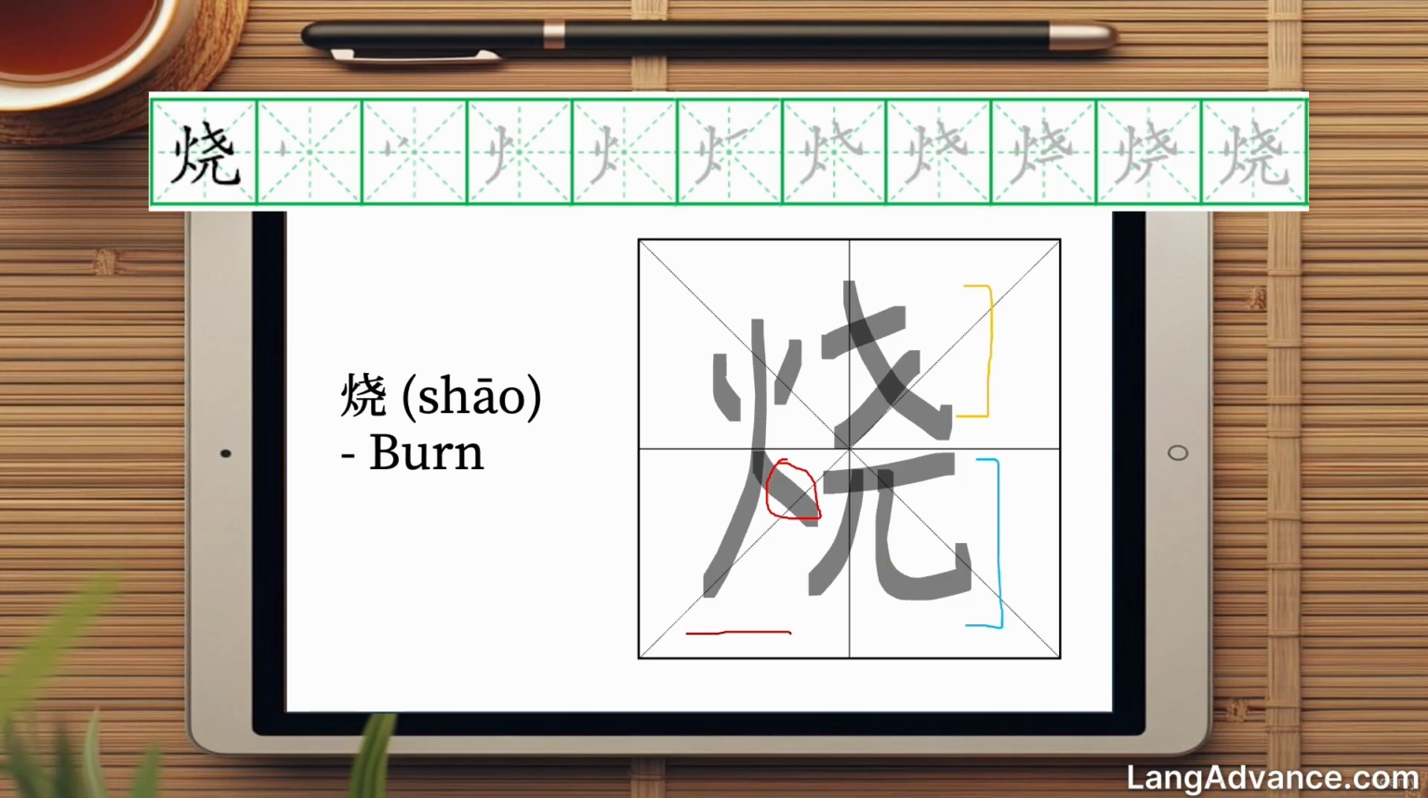烧 means to burn. When you're burning something, obviously you need fire. So that's why you have the fire radical. Okay, we have the 火, dot, and then there's fire. And make sure that our fire dot here is a little bit smaller. Now let us look at the top part.